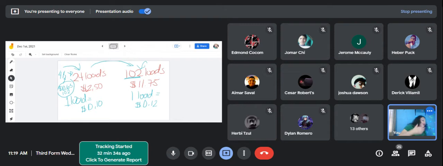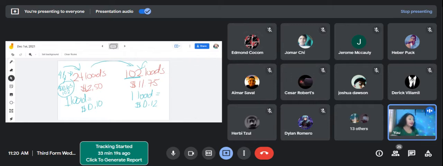Let me repeat what I'm saying. This small bottle can only wash 24 loads, but the big one can wash 102 loads. So what I decided to do is figure out how many small bottles I need to wash 102 loads, right? And what I found out, I did 102 divided by 24 and it gave me 4.25. So I need 4 small bottles and a quarter to be able to wash 102 loads. Right? Everybody understood how I got the 4 and 1/4?